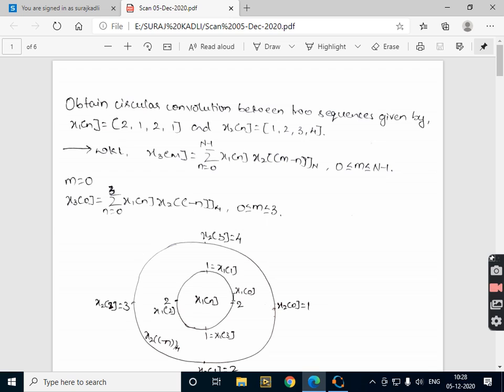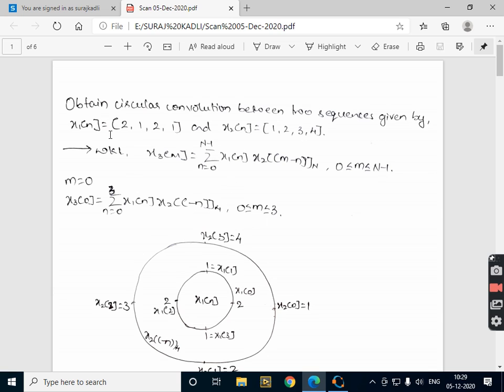Now, we know that convolution between two time domain sequences will lead to multiplication of their spectrum in the frequency domain. So to obtain the circular convolution: circular convolution is the time domain aliased version of the linear convolution. We have been studying that in our theory classes.